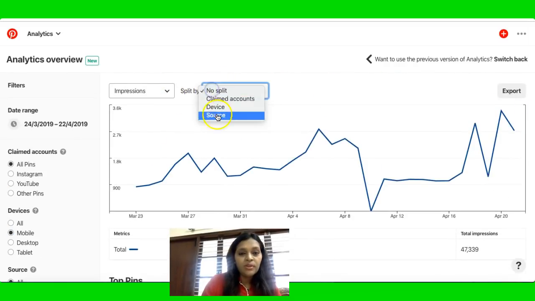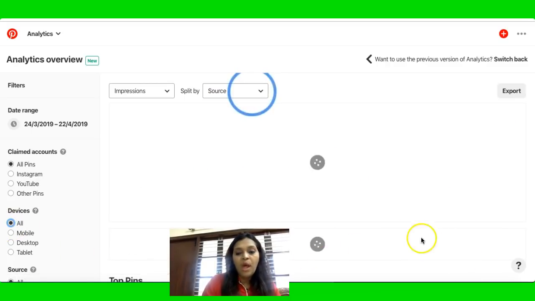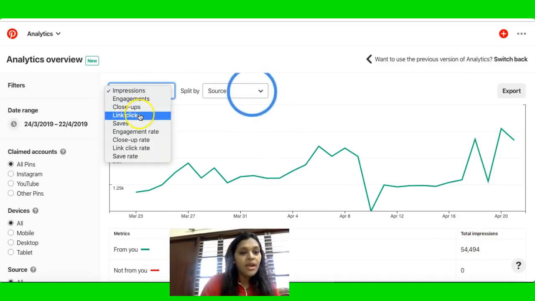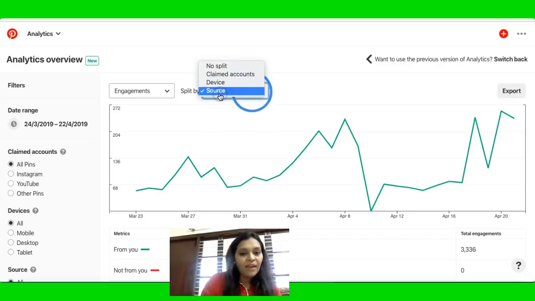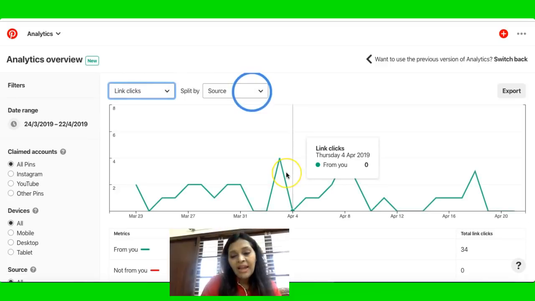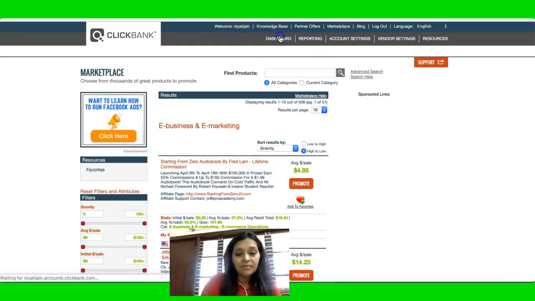Right? So here also you can see the sources. From me I already have about 47,000, and if you look at all devices, I have nearly 55,000 impressions. And if you look at the engagement, here you can see I have an engagement of 3,300, which is very good. With the engagement, we will be having the link clicks. I had definitely very few link clicks, but these link clicks got me some sales.